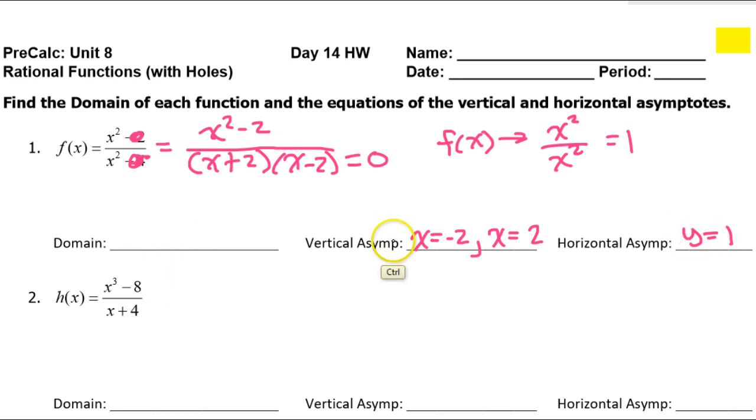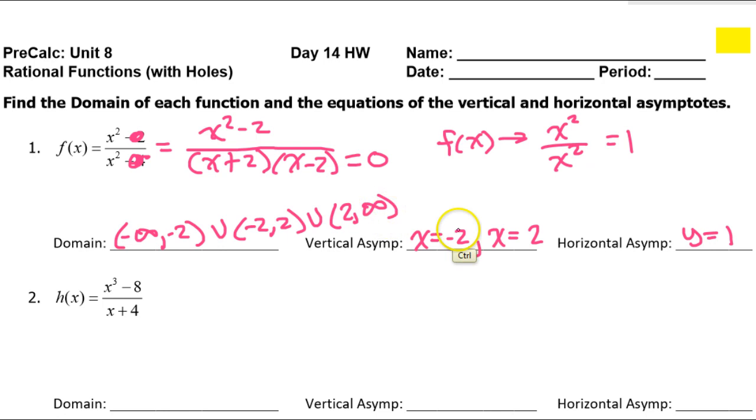Okay, now the domain will strictly come from vertical asymptotes and holes, if there are any. So I can really just look at the vertical asymptote. I don't need a graph. I can tell that the domain is going to be from negative infinity to negative 2, union negative 2 to positive 2, union positive 2 to infinity. All right, I'm just putting a break where the two vertical asymptotes are.